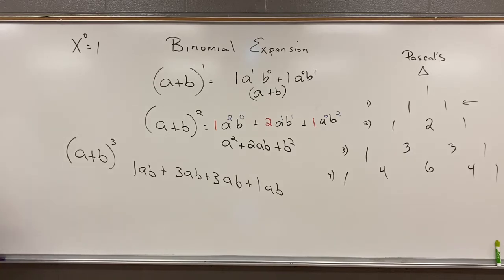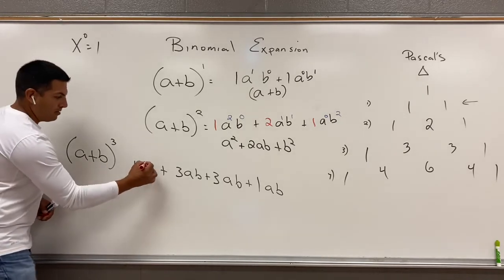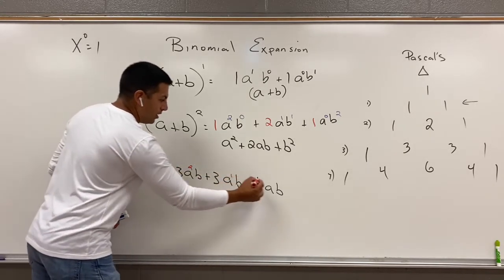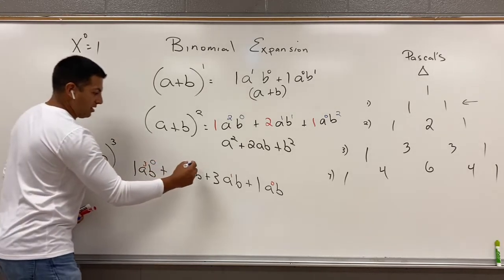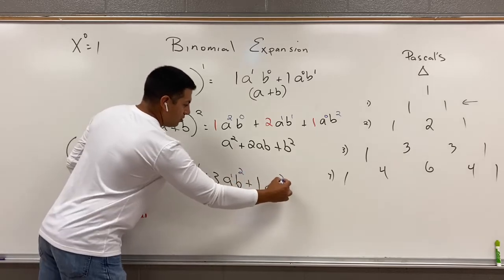So now, some of you guys already started. What is the power that I start with for A? 3, and then I go 2, 1, 0. And then what do I do with the B's? I start with 0 and go in the opposite direction. 1, 2, 3.